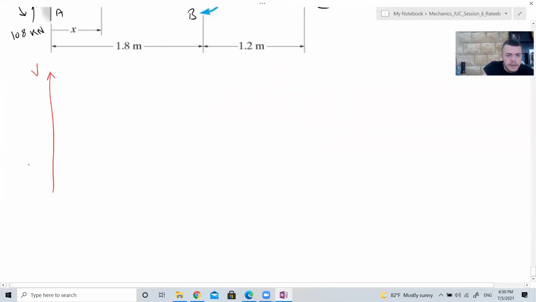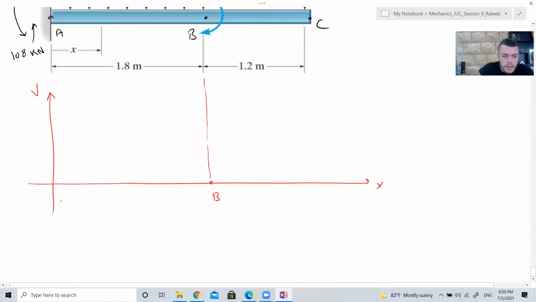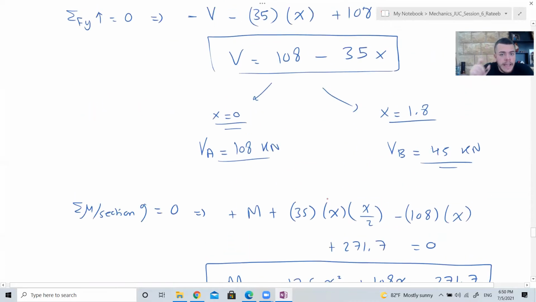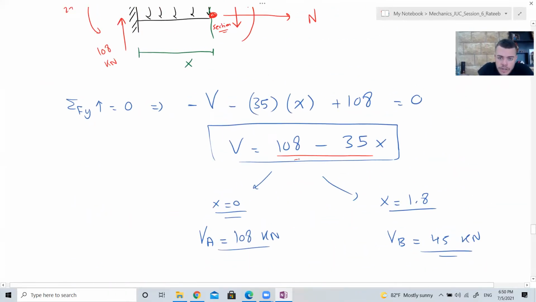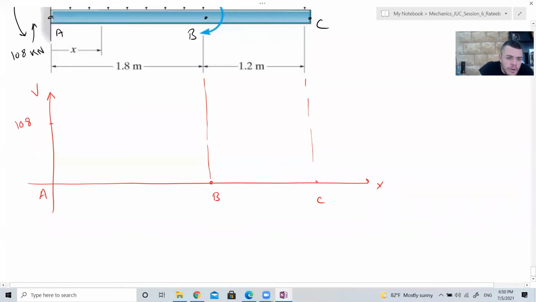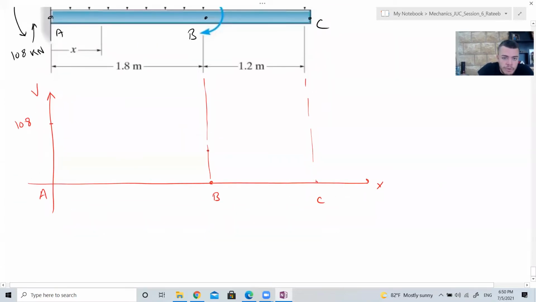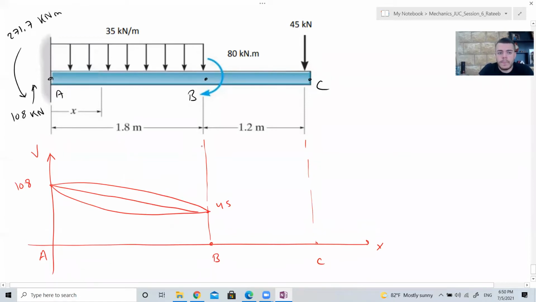This is the shear. This is point B. This is A and this is C. In cut number 1, this is the equation of the shear. At point A it's positive 108, so we draw plus 108. At point B it's 45, so we draw 45. How do we join these points? Like this, or straight? Straight. Why?